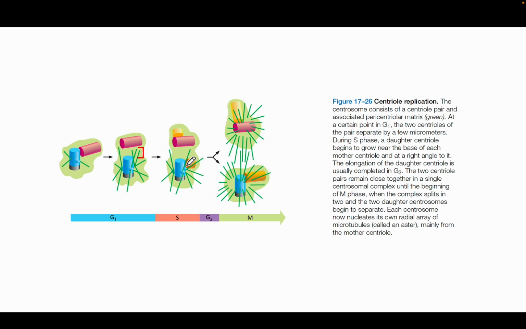The two centriole pairs remain close together in a single centrosomal complex until the beginning of M phase, when the complex splits into two and the two daughter centrosomes begin to separate. Each centrosome now nucleates its own radial array of microtubules, these green rays, and they start helping in the cell division.